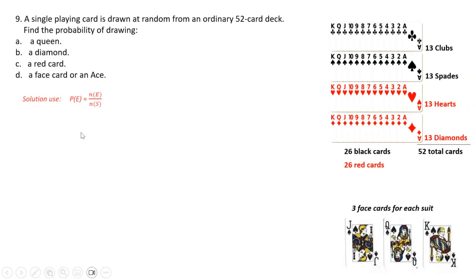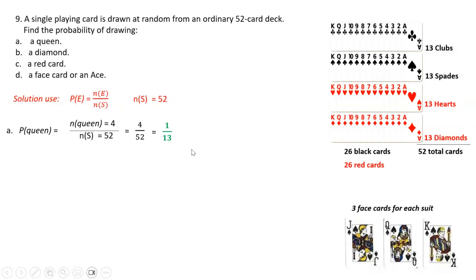Now, let's see if we can find the probability of what they want here for A, B, C, and D. Again, this is my formula. So the sample space is 52, because these are the total cards. For A, what's the probability of choosing a queen? We know there's going to be 4 queens, because there's 1 from each suit. So it's going to be 4 over the sample space, 4 over 52. If you reduce it, it's going to give us 1 over 13.